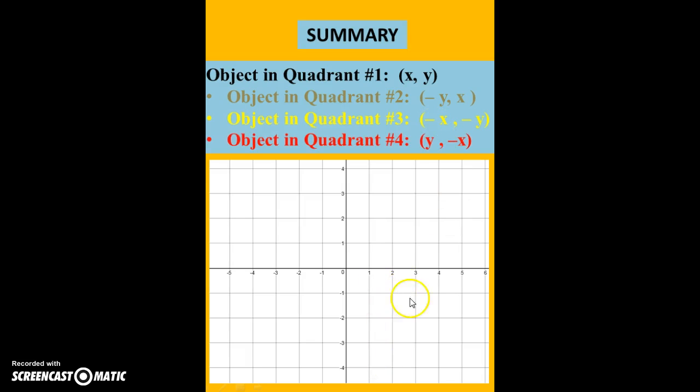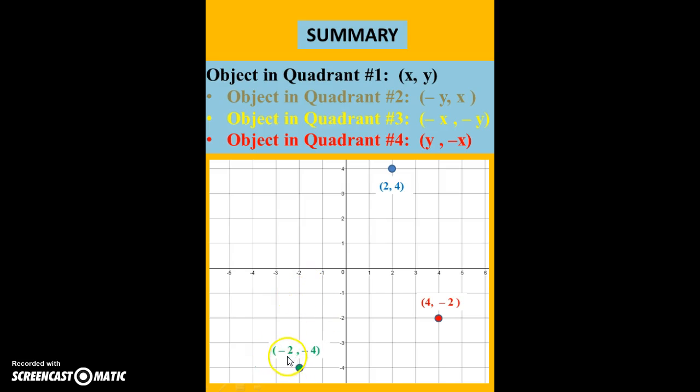In quadrant 4, down here, the x and y change places, and the second value becomes negative. So let's take a look at that. If we're at (2, 4) and that's our object, let's look at the image. In quadrant 4, the x and y are going to change places, and the y value is going to become negative, just like it said there.